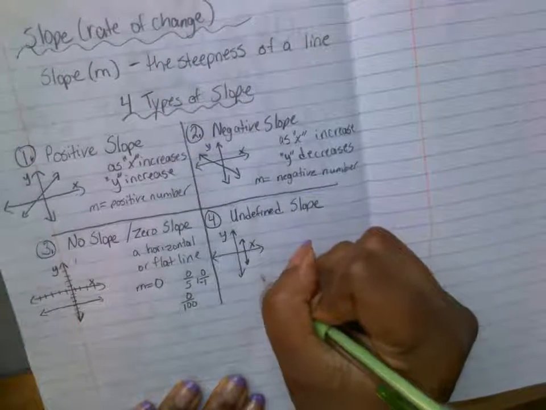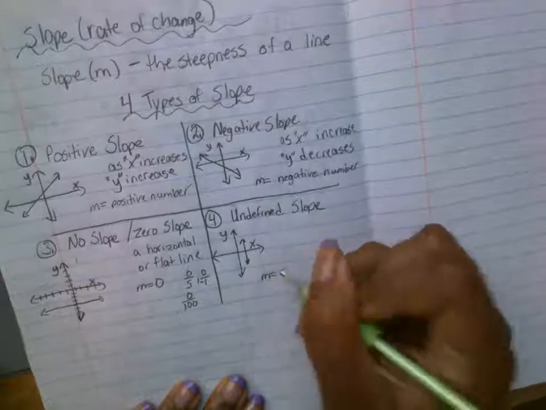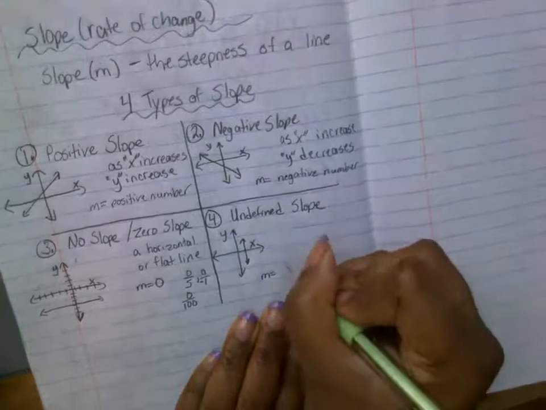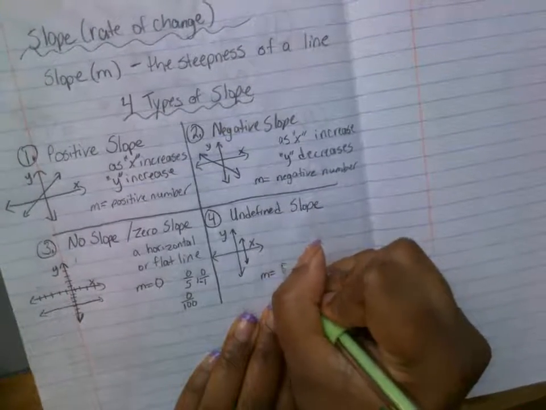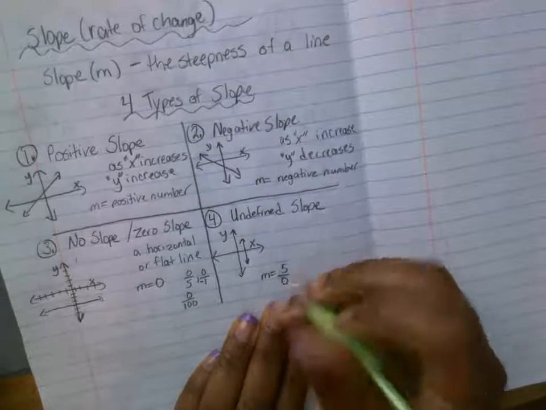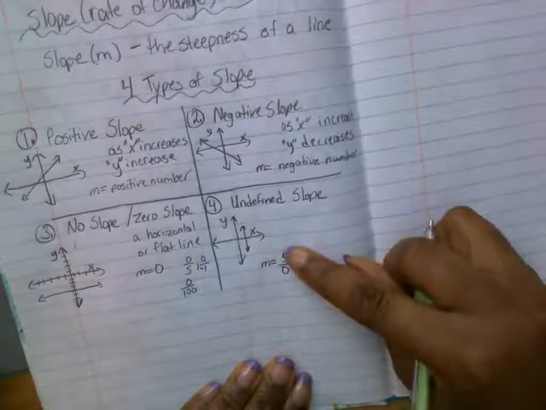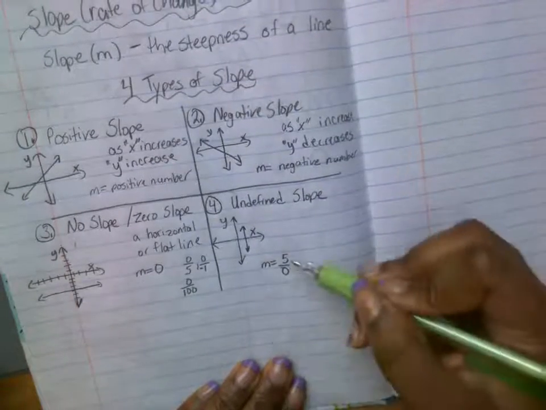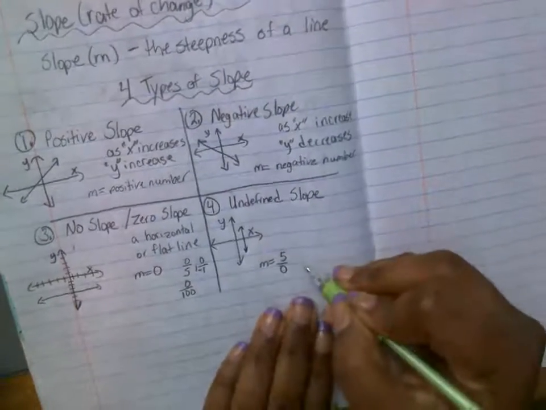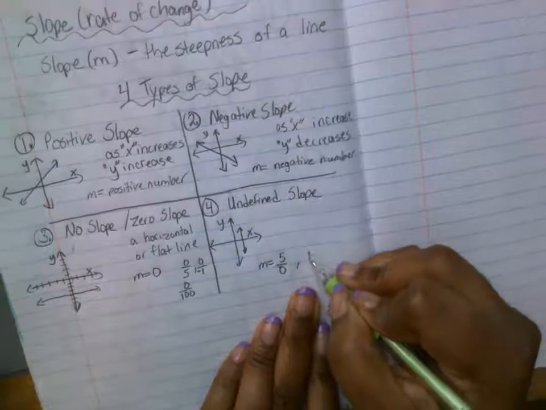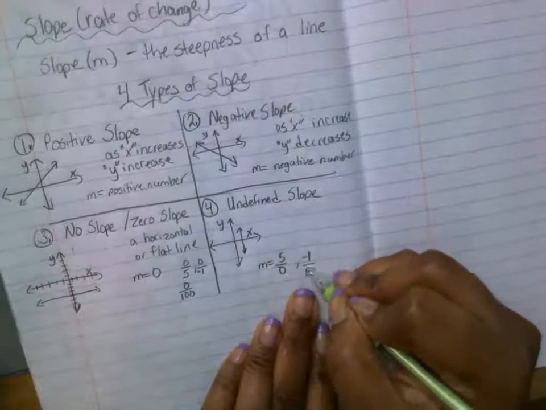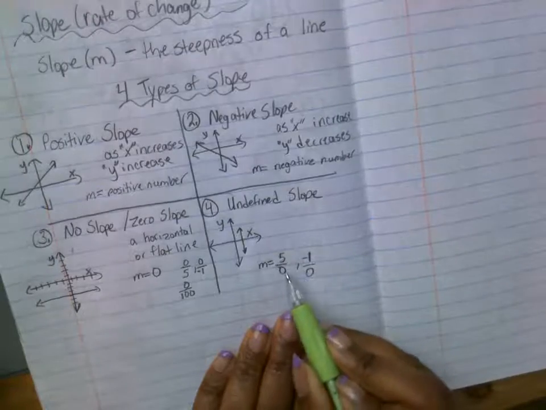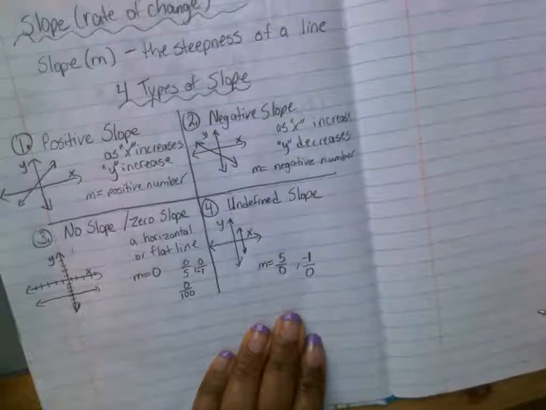M for vertical lines looks like this. This is where you have any kind of number on top, but zero on the bottom. Okay? This is undefined. You can't draw nothing and shade in 5. This is also undefined. Any number could be -1 on the top, 0 on the bottom. Anytime you have 0 on the bottom, it's undefined slope.